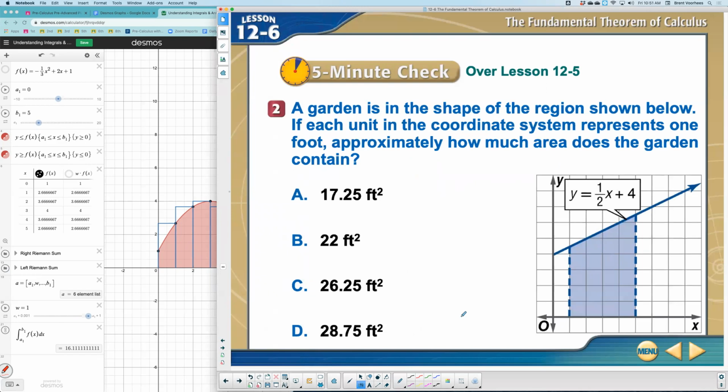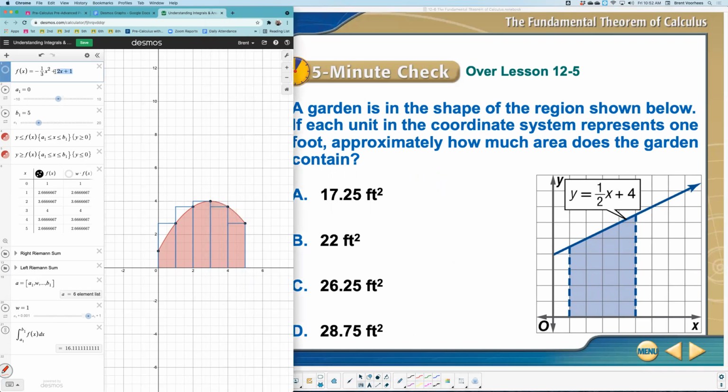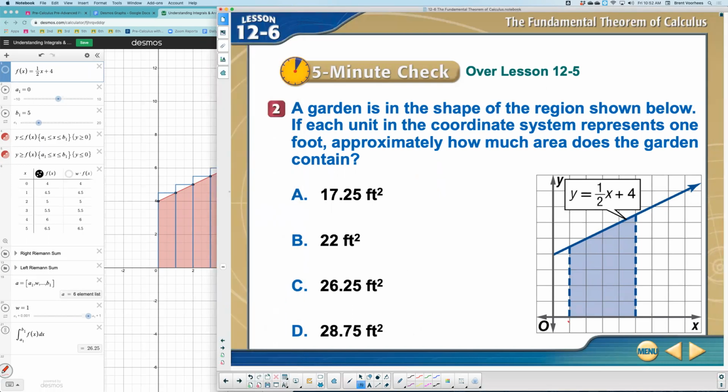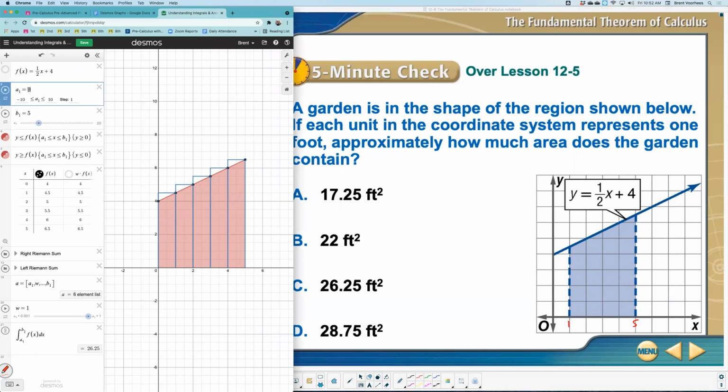And so now we'll try number 2 here. It says the garden is in the shape of the region shown below. If each unit in the coordinate system represents 1 foot, approximately how much area does the garden contain? It'll be square feet because it's feet times feet, which is feet squared. So here's my curve. I'm looking for the area under that curve. So I'll come to my equation up here. It's 1/2 x plus 4. And it looks like we're looking on the interval from the x value of 1 to 5. So I'm going to change my A here to a 1. Okay. And so there's my right Riemann sum. Whoa.